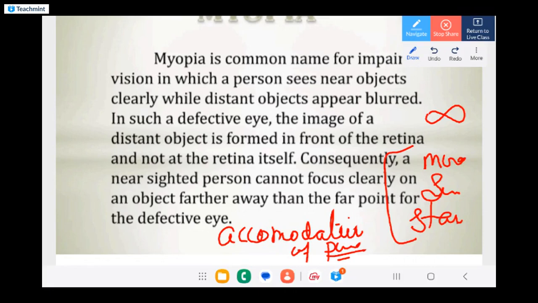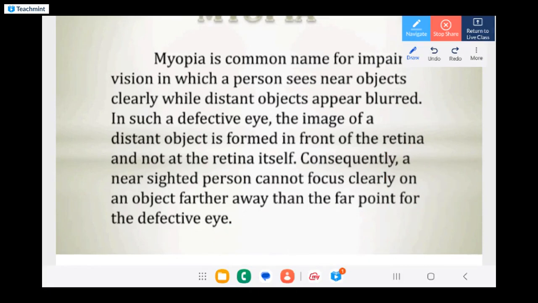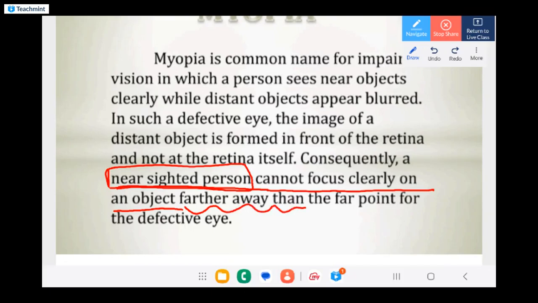The far point for a normal eye will be infinity, but that does not mean it will just go beyond a certain limit and you can see things not even in the periphery. When I say infinity, it is according to the lens that we have in our eyes. So this person who has myopia, also called a nearsighted person, can see things which are near to him. He cannot focus clearly on an object farther away from the far point. So let's say 25 centimeter, he can definitely read because he does not have any problem with nearsightedness. That means 25 centimeter vision is okay with him.